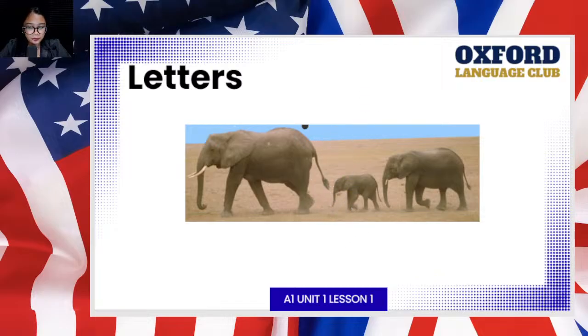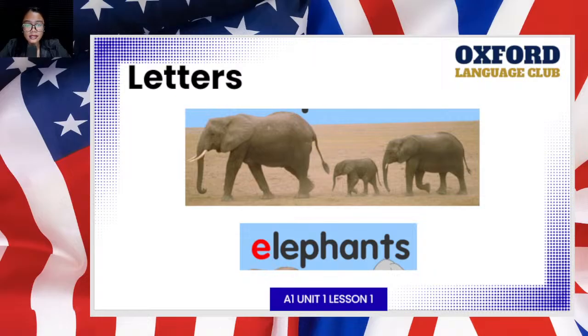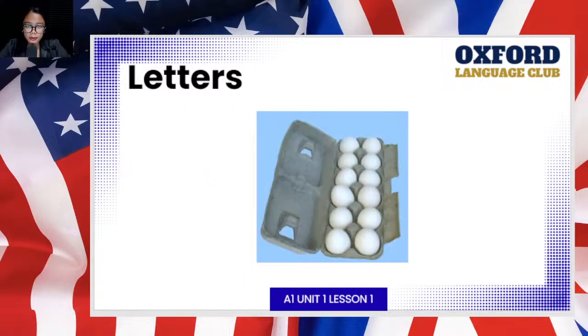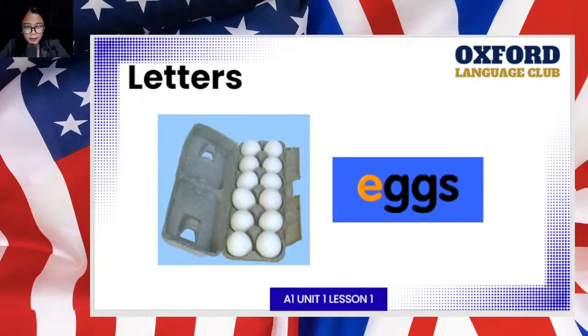What's this animal? This is an elephant, or these are elephants. What's the letter? Letter E. How do we pronounce it? E. What's the word here? Elephants. Next. Oh, this is eggs. These are eggs. Again, what's the letter? Letter E. How do we pronounce it? E, E, E. What's the word here? Eggs. Again, eggs. Next.